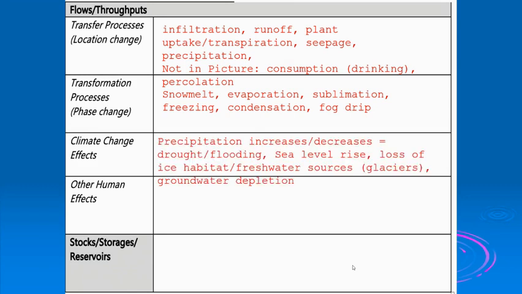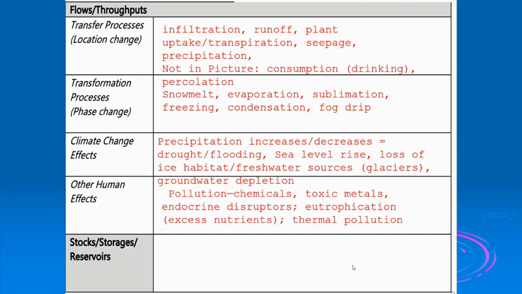Effects of climate change here have been that some places have seen increases of precipitation, some have seen decreases. Sea level is rising, and there's already a loss of ice habitat and freshwater sources such as glaciers. Other human effects, we can pollute the water with chemicals, toxic metals, endocrine disruptors, through eutrophication, where we put too many nutrients in there, things like algal blooms, and also thermal pollution from places like power plants.